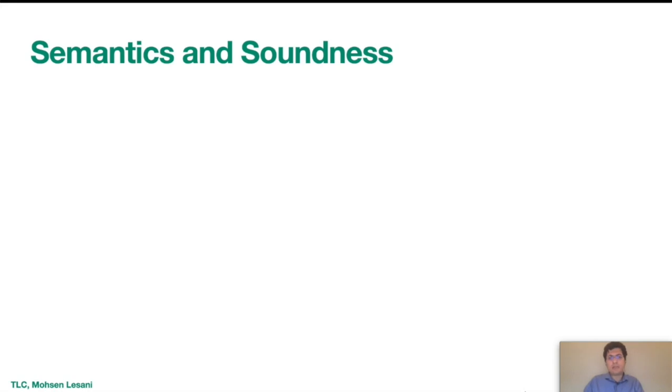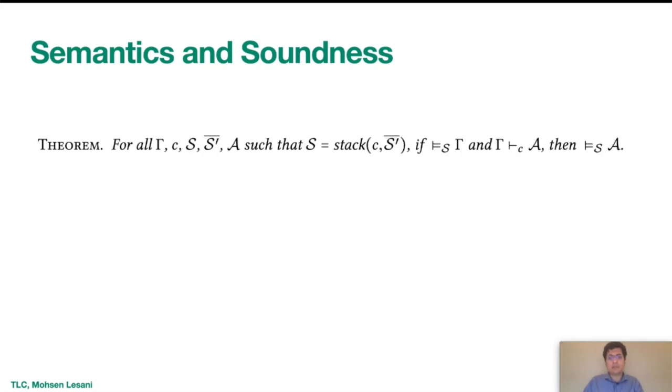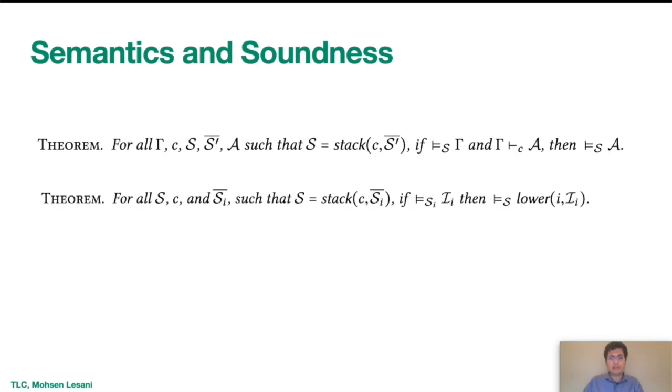We define the operational semantics of distributed stacks. It models the propagation of events across the stack, message passing across nodes in partially synchronous networks, and crash-stop failures. We prove the soundness of TLC. TLC derives only valid assumptions from valid assumptions. We also prove the soundness of lowering. If an invariant is valid for a stack SI, and SI is a substack of a stack S, then the lowered invariant is valid for S as well.